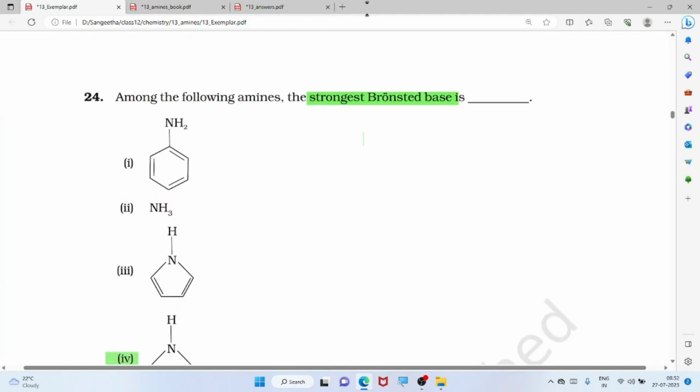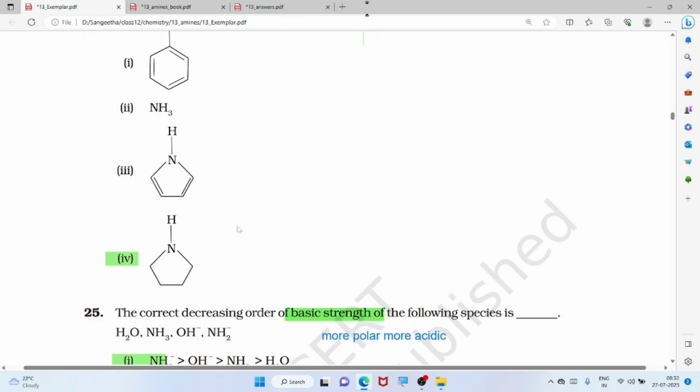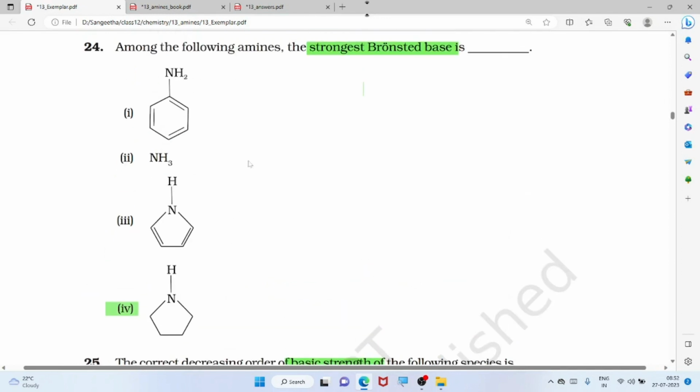Among the amines, which is strongest? Here they are asking the stronger. So aliphatic is stronger than aromatic. Within aliphatic, this will have more alkyl groups, so this will be the stronger base. These are all aromatic. Okay. This is aliphatic, and compared to this it will have more methyl groups, alkyl. That is why it is called the stronger base.